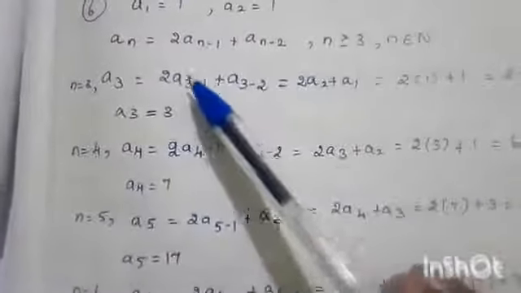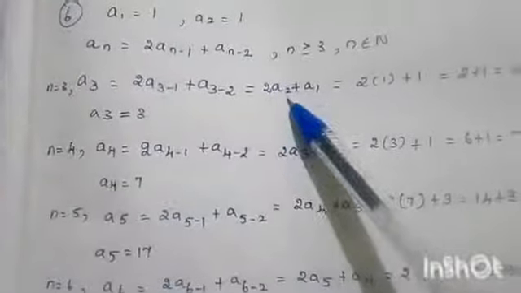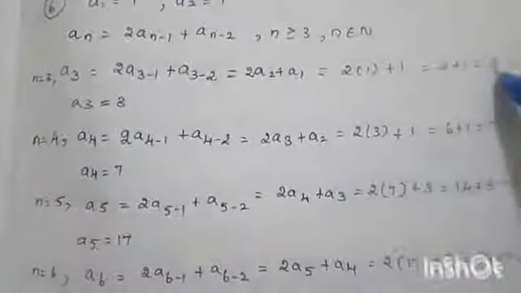So now 2 into 3 minus 1 is 2, 2 A2 plus A1. A2 value is already given, that is 1, A1 value is also 1. So 2 into 1 plus 1, it is 3. So A3 value is equal to 3.